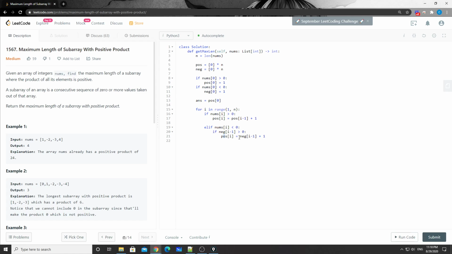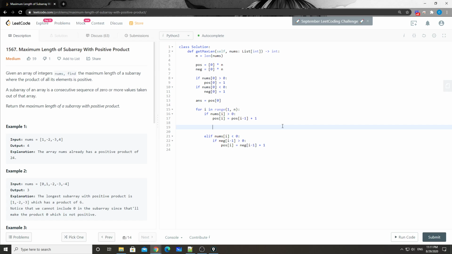So which means if there's no previous product result, the positive i will be 0. But since we initialize everything with 0, we can just simply ignore it. We just don't update it. So the positive i will be 0. Okay, so that's the positive i.